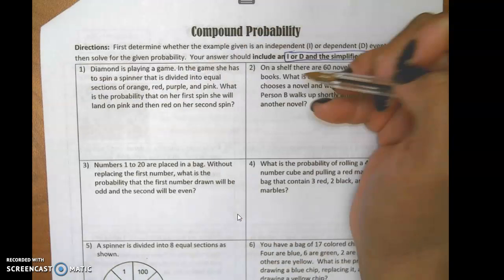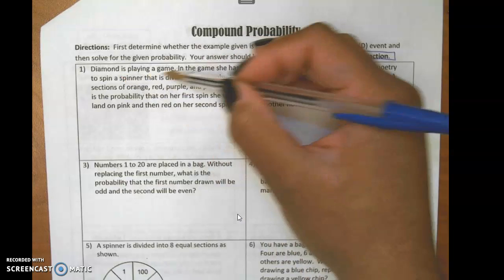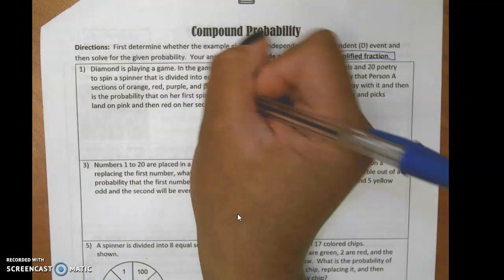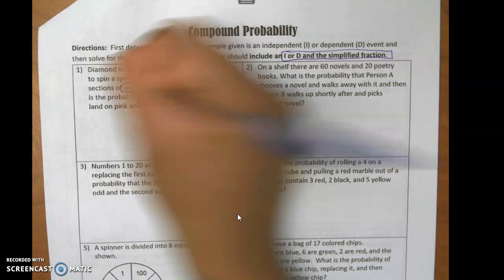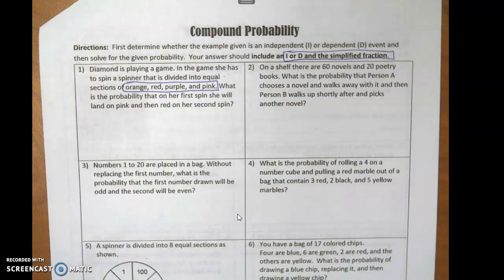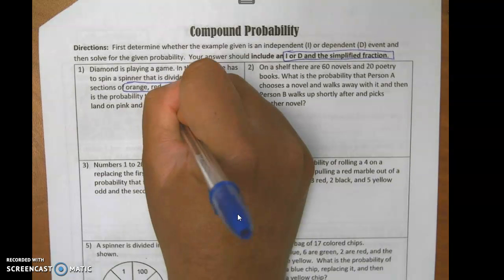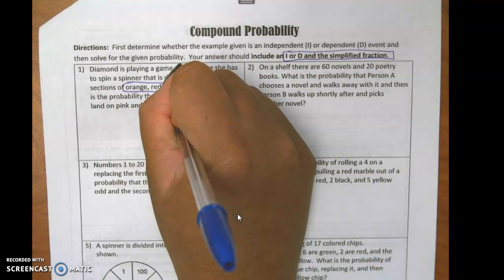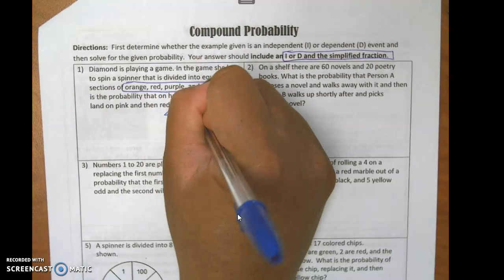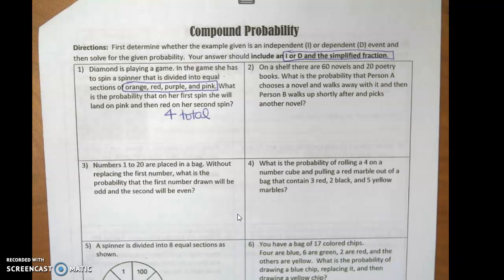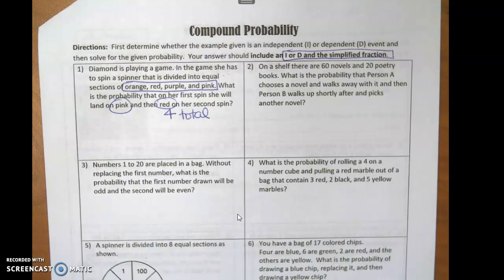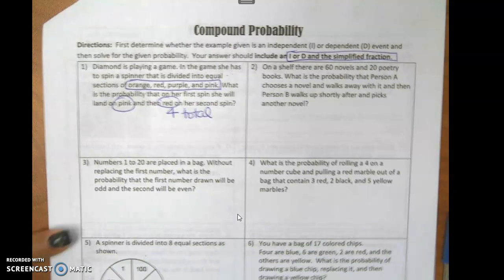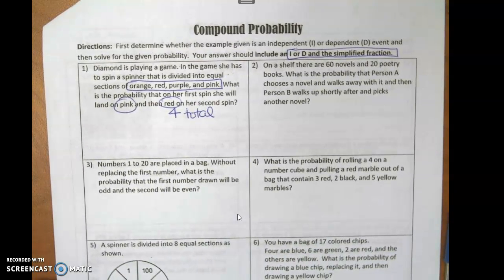Diamond is playing a game. In the game, she has to spin a spinner that is divided into equal sections of orange, red, purple, and pink. Those are important. How many is she starting with? 4. I need y'all to pay attention. What is the probability that on her first spin she will land on pink and her second she will land on red?